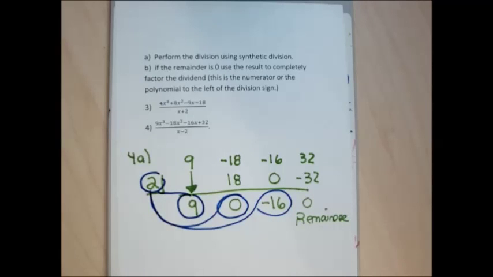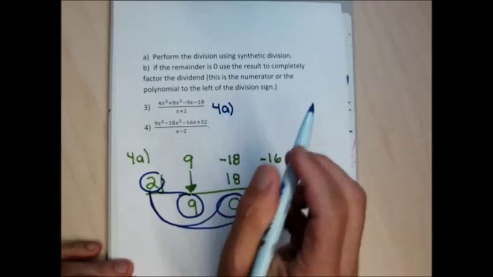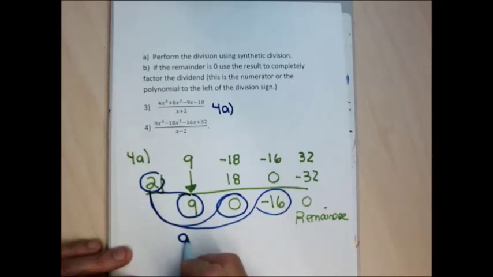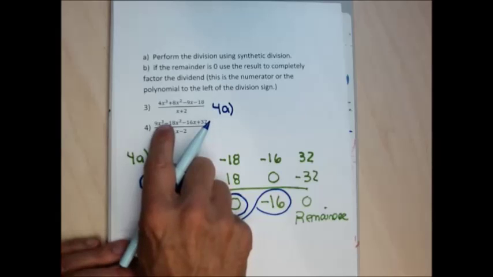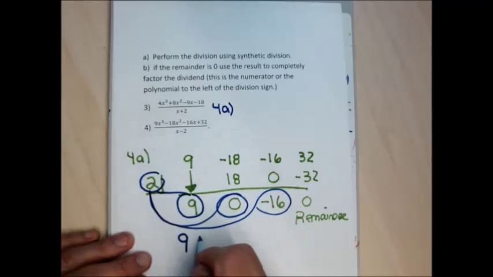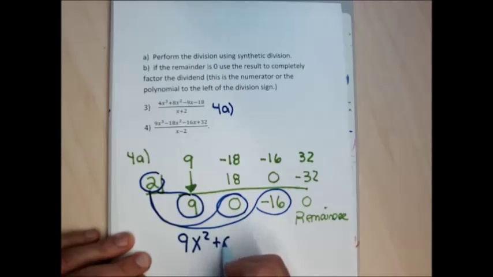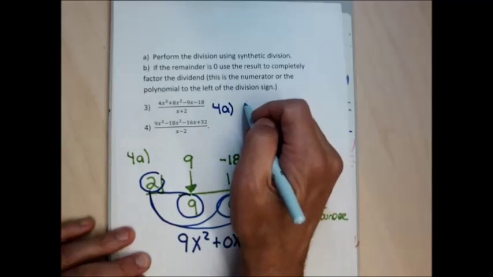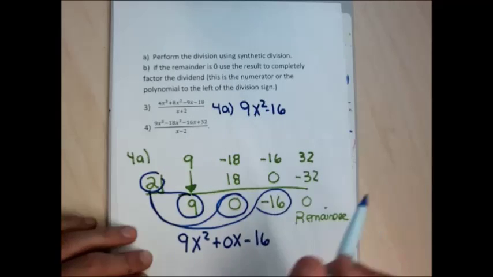Now I need to write my answer to part 4a. In 4a, the result of my synthetic division, the first number is going to be a 9. It needs an x next to it, and the exponent is going to be 1 less than an x cubed, so it's going to be an x squared. I'm going to bring a plus sign down in front of the 0. The x is going to be an x to the first power. I'm done with x's, and I'm going to bring down the minus 16. So I'm going to get 9x squared minus 16. I don't need to write the 0x. So the result of my synthetic division gives me 9x squared minus 16.